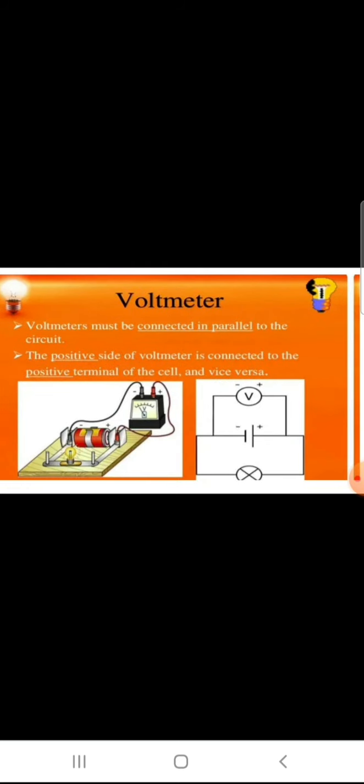Measuring devices. The ammeter must be connected in series in the circuit. The positive side of the ammeter must be connected nearest to the positive terminal of the battery or electric cell, and vice versa. Next one, voltmeter. The voltmeter must be connected in parallel in the circuit. The positive side of the voltmeter is connected to the positive terminal of the cell, and vice versa.